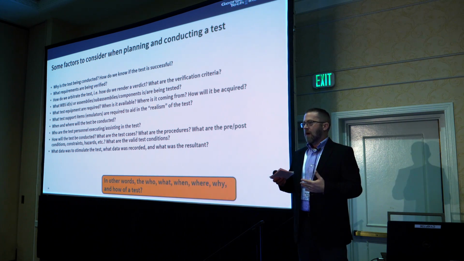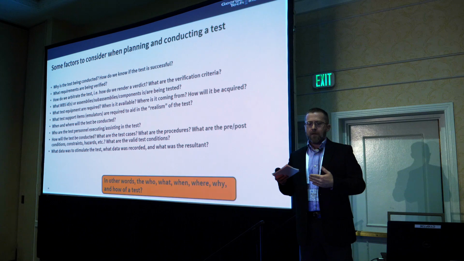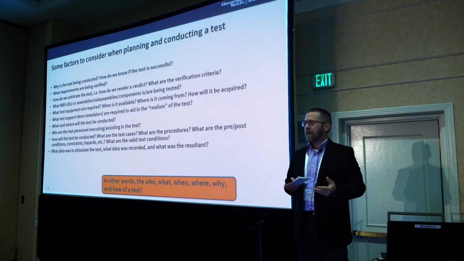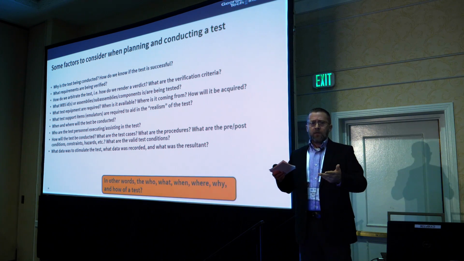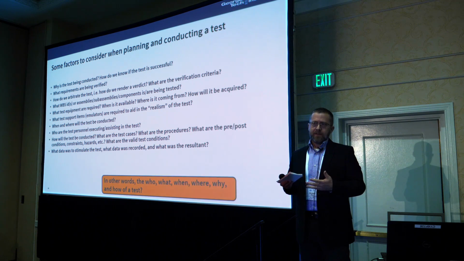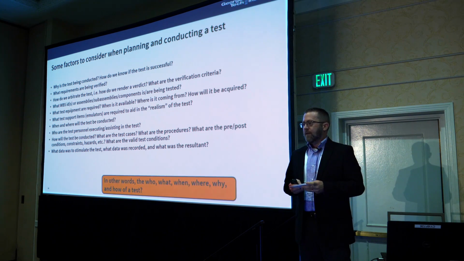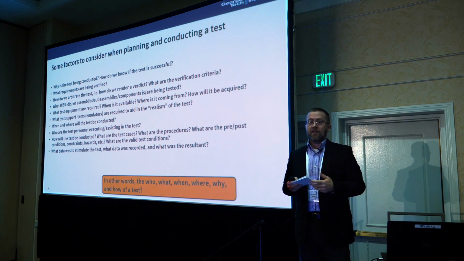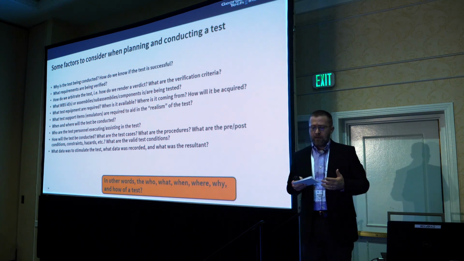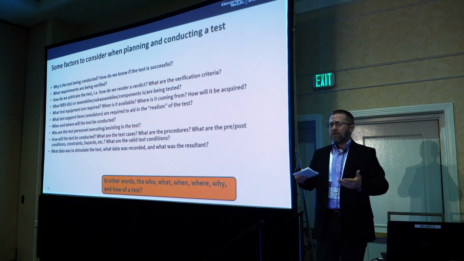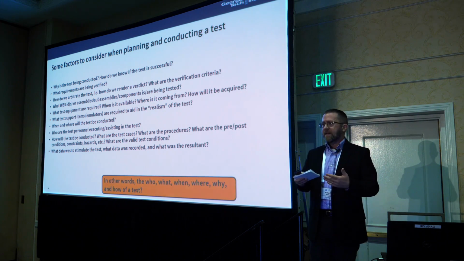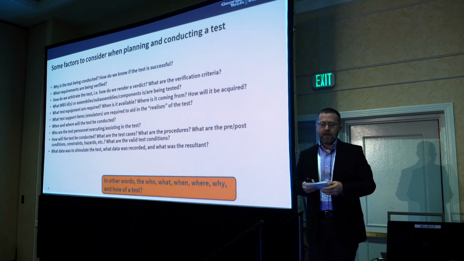Hazards: how do you handle anomalies and deviations from the nominal path? What are the valid test conditions? And then finally, what data was used to stimulate the test? What was recorded from the test? What was the result of the regression and post-processing that had to occur afterwards? And what was the result of that? Where does the data actually live? What database is all of that information located in?